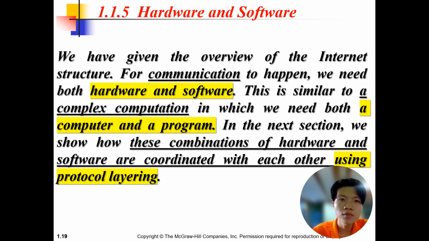We have given the overview of the Internet structure. For communication to happen, we need both hardware and software. This is similar to a complex computation in which we need both a computer and a program. In the next section, we show how these combinations of hardware and software are coordinated with each other using protocol layering.